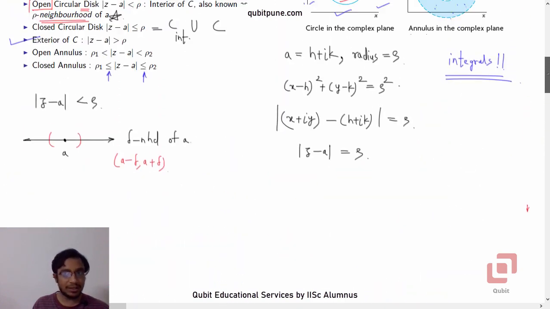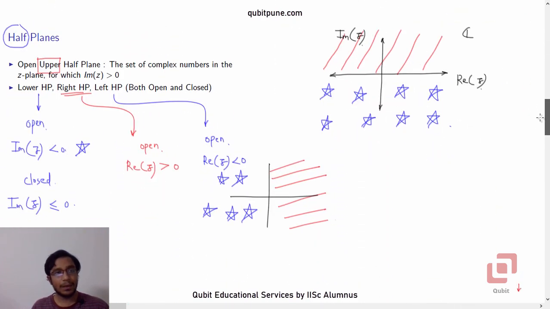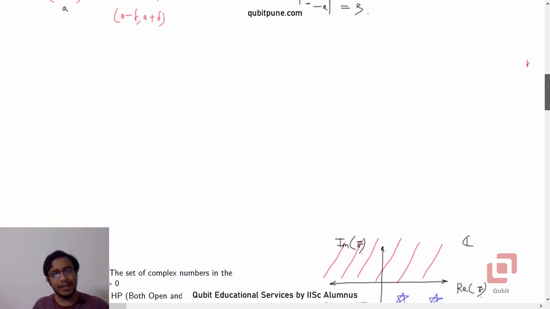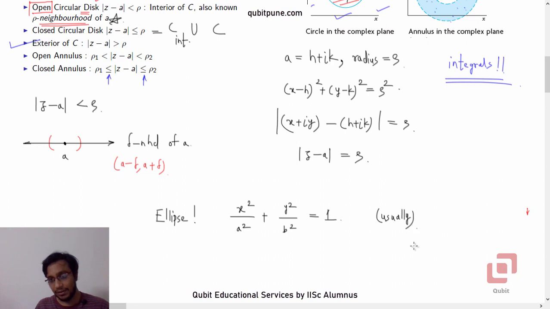Again, we will need them occasionally in the context of integral calculus, but we will need circles more frequently than half planes. And very rarely we may be in a situation wherein we will be required to consider ellipses. Very rarely. Now usually when an ellipse appears, its Cartesian equation is usually given, usually in most of the cases, even in the complex variable calculus.